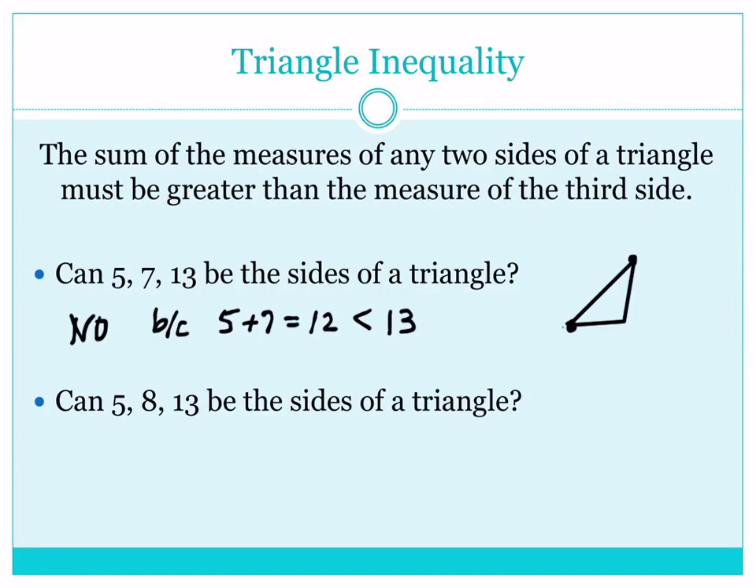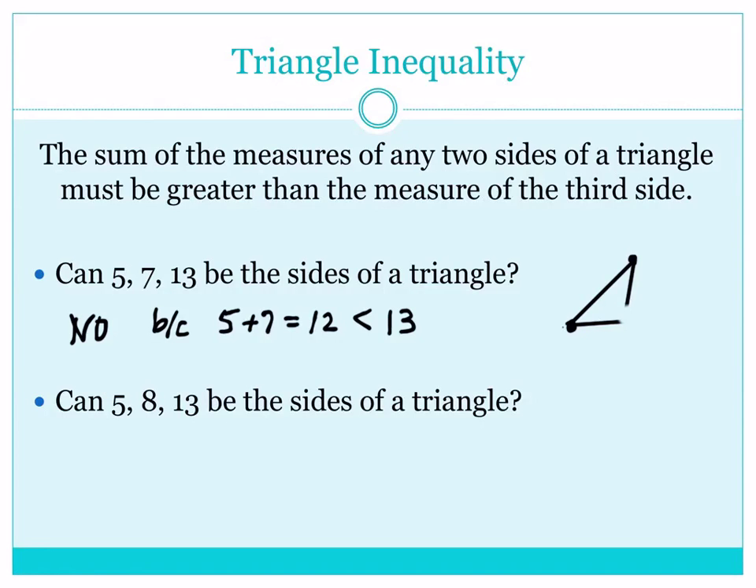It wouldn't connect, right? The image would look something like what I have over here, except that it wouldn't be long enough. The two shorter pieces would not be long enough to actually meet up. No matter how close they got to the longest side, they wouldn't be long enough. Okay? How about the second example, 5, 8, 13?